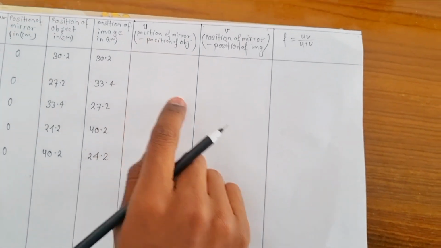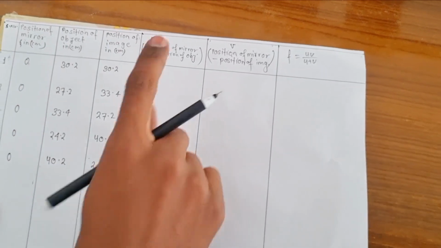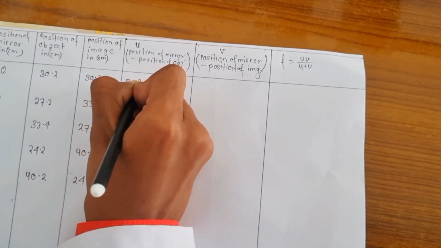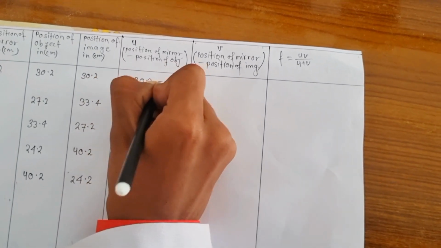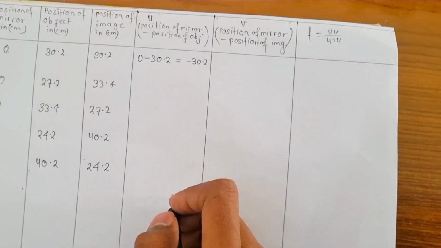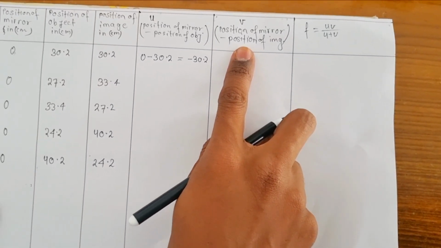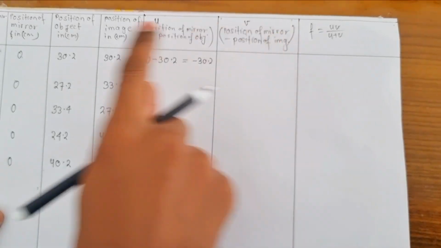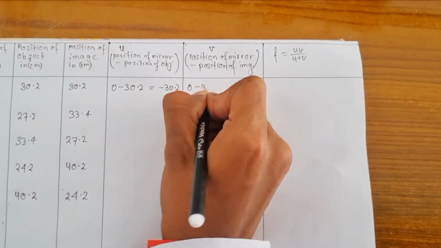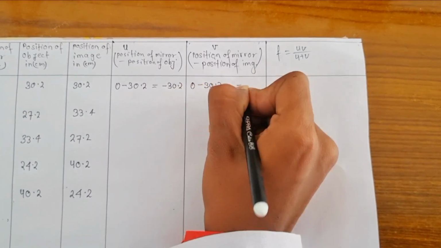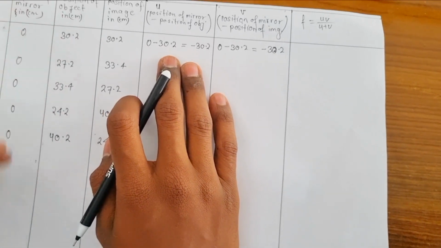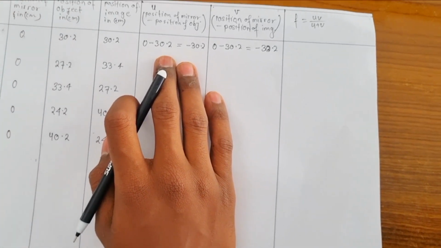Now here, for the value of small u, we will subtract the position of object from the position of mirror, which is like this: 0 minus 30.2 will be minus 30.2, and for the value of small v, we will subtract the position of image from the position of mirror, which will be like this: 0 minus 30.2 is minus 30.2. Now we'll similarly do the same process for the further observations.